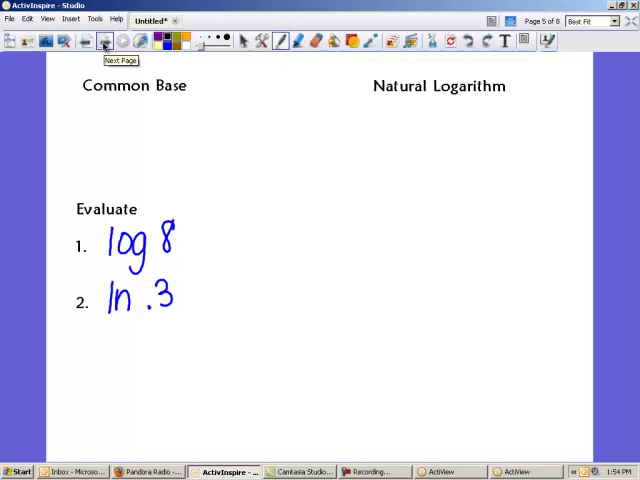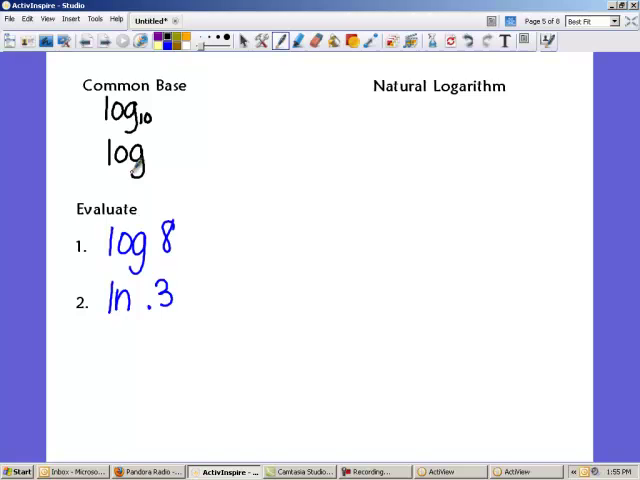Now in your calculator, you notice how they have a log. There's no little base or anything there. And what the log in the calculator means is that there's a base of 10. So if you ever see just a plain log by itself, the base is 10. They just don't write it because it's so common.